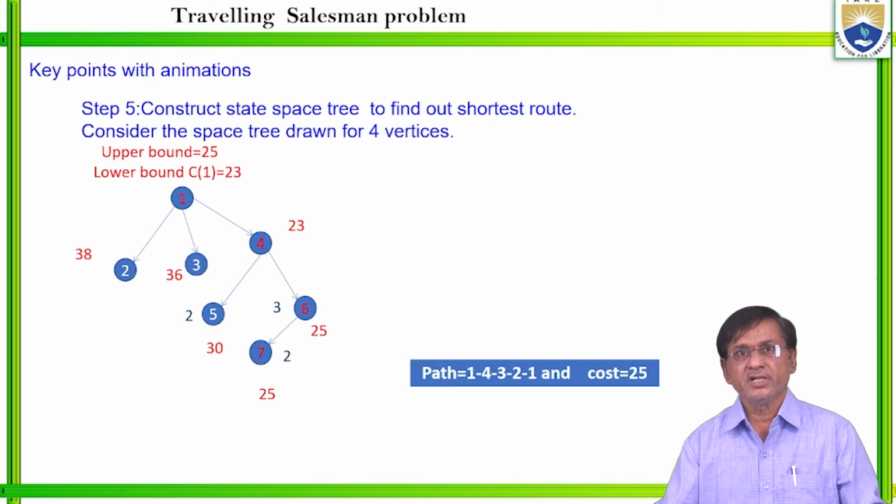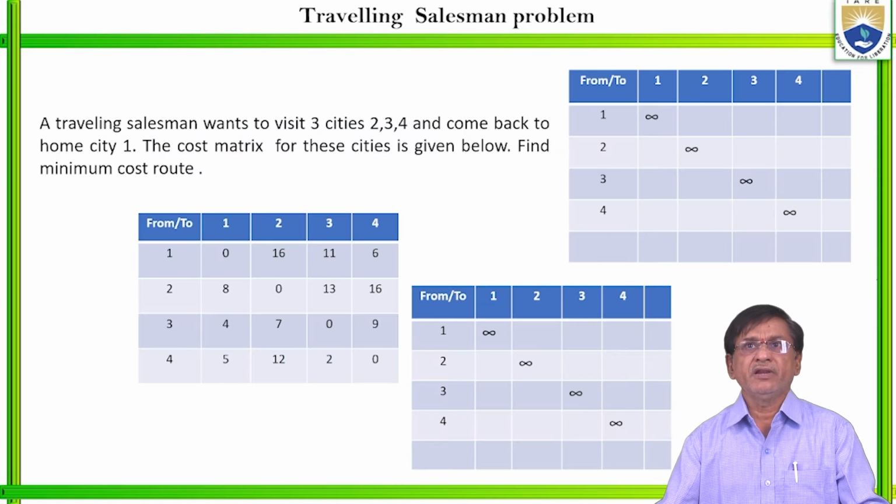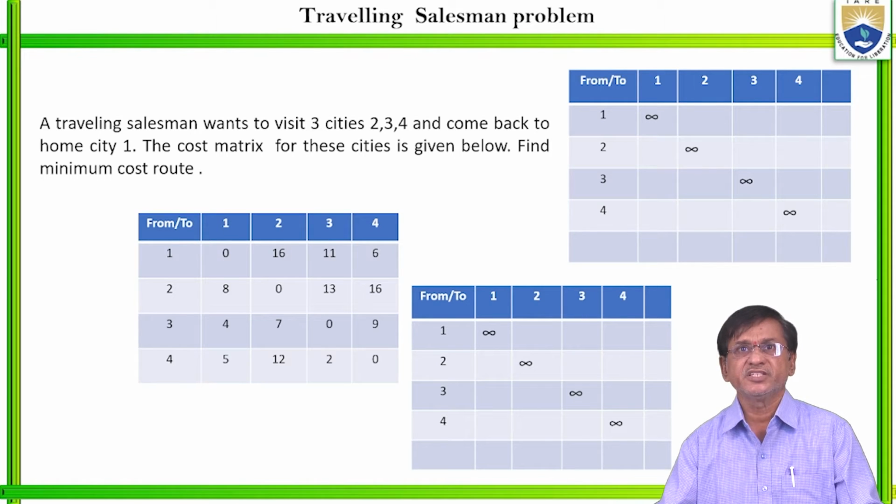Now we will consider one example. A traveling salesman wants to visit 3 cities, 2, 3 and 4, and come back to home city 1. The cost matrix for these cities is given below. Find the minimum cost route. We have to find the path that will be helpful to the traveling salesman, and that will reduce the cost also.